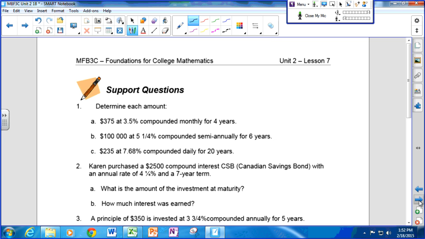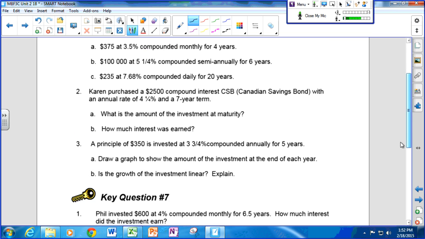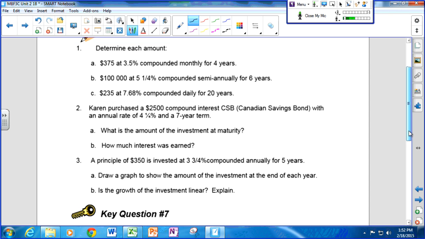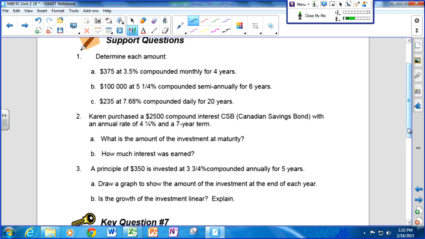So here are the support questions, and as usual, you can try these and then check the answers at the back. The first one, we've done a few of those. Determine each amount, so that's the A, right? A equals P times (1 plus i) to the power n. If you do those, that'll really help you understand whether you're getting those i's and n's correct or not. And you can look at the back there.